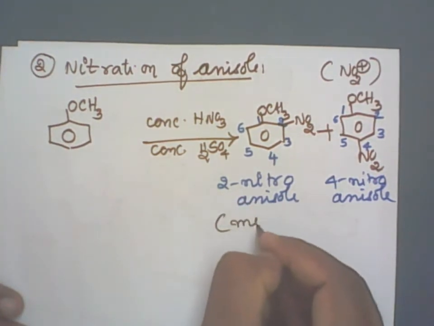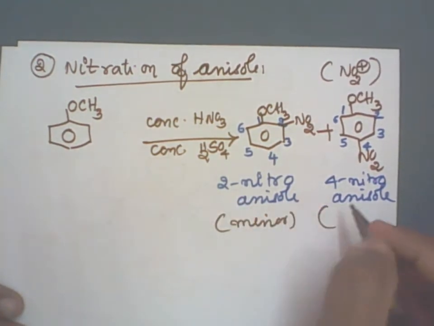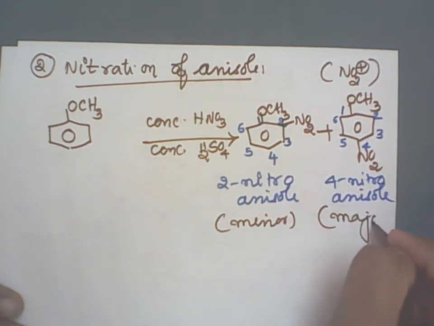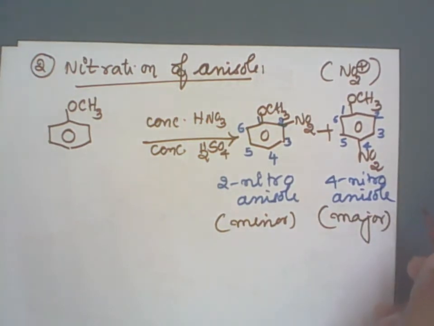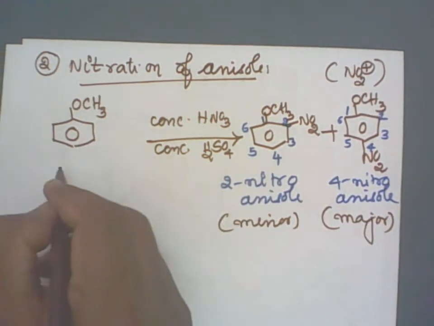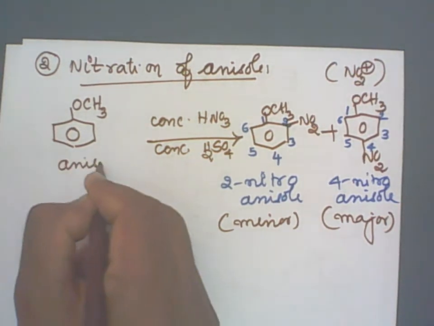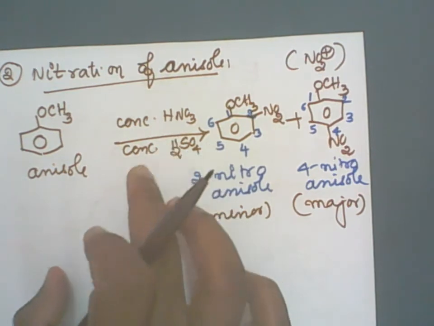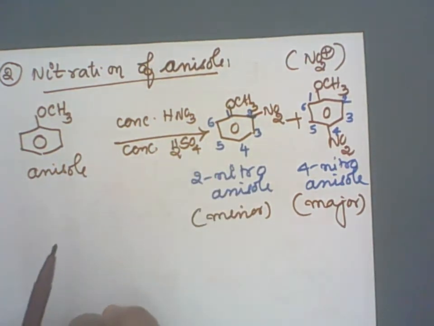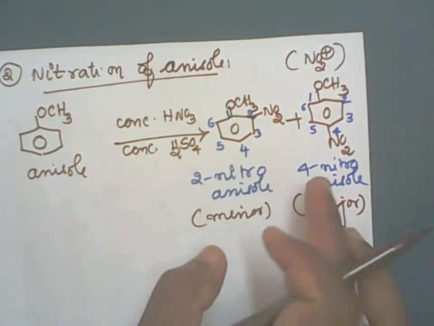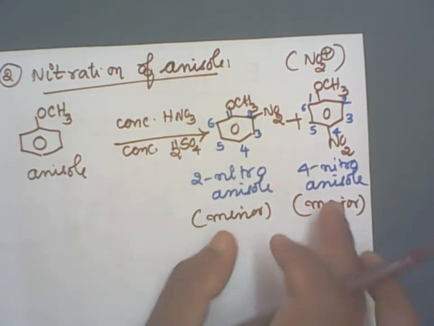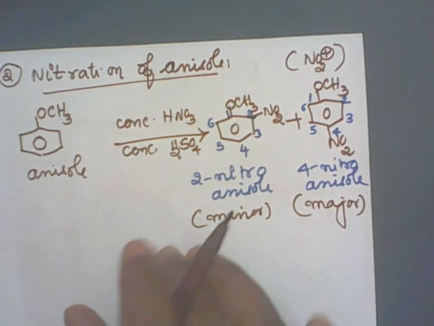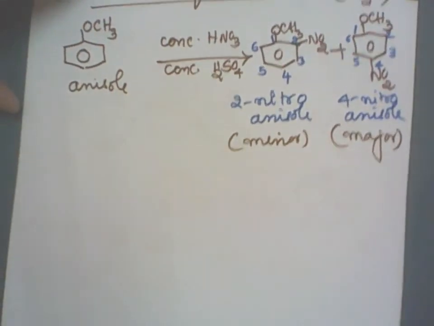We'll also mention which is major and which is minor. Ortho is a minor product, and para is a major product. So anisole reacts with a mixture of concentrated nitric acid and concentrated sulfuric acid to give 2-nitroanisole and 4-nitroanisole, and the major is the para product. Clear?